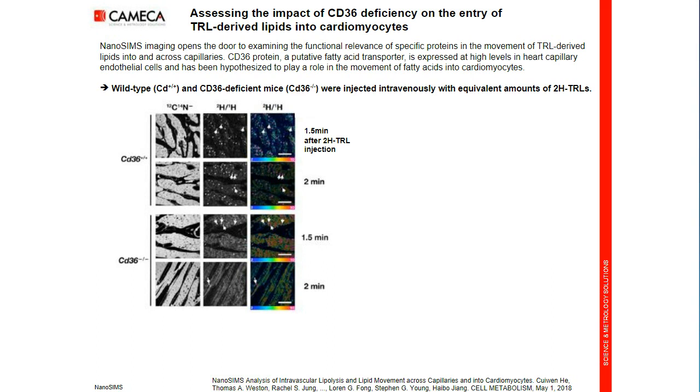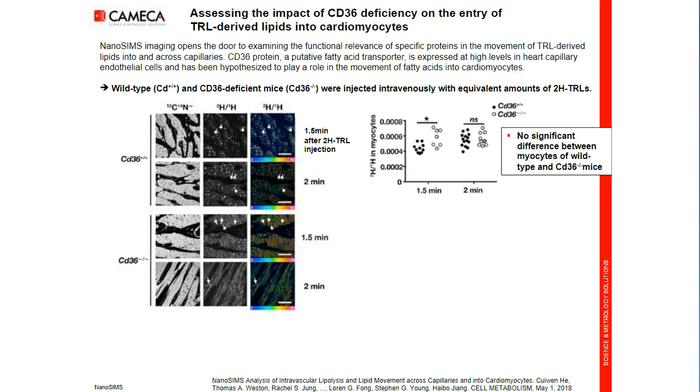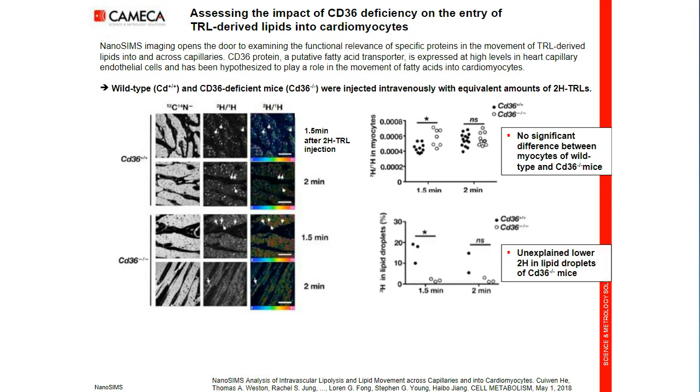And one can see that we see less droplets in myocytes of deficient mice below. But if you extract the data quantitatively from the images, you see that the quantitative value of deuterium enrichment are very similar for both mouse lines. Also, it was observed that the fewer lipid droplets present in the deficient mice cardiomyocytes contain clearly a lower percentage of deuterium. This aspect is less understood.